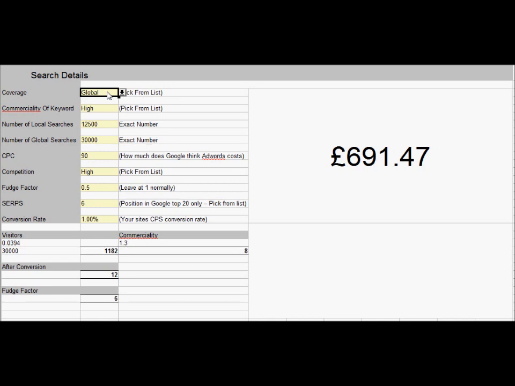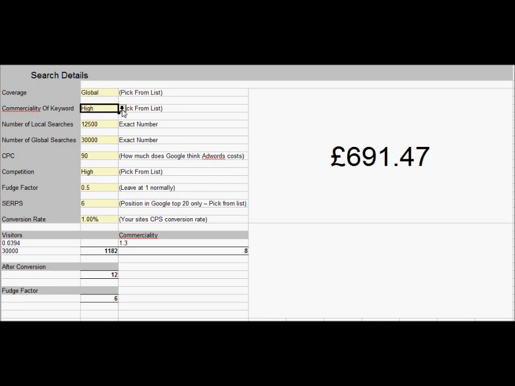The only time you'd want local is if it was a service or product that could only be delivered to your own country or your own area, so you'd have to go for local then. Most things, particularly electronic downloads and information services, are pretty much global.